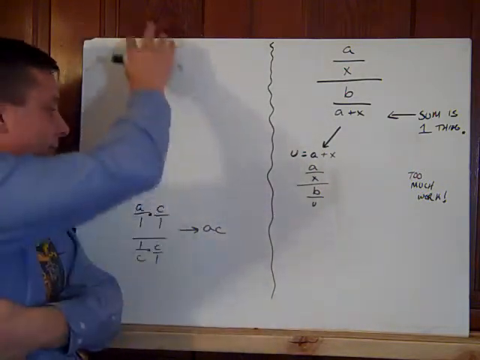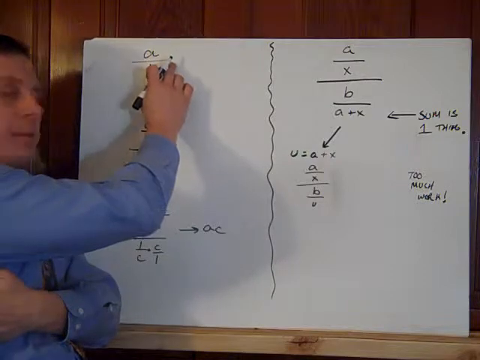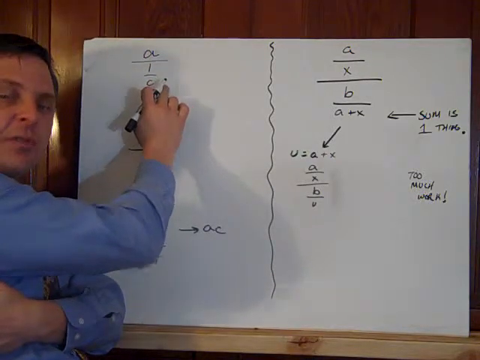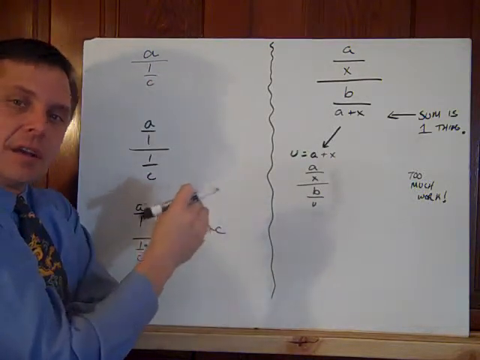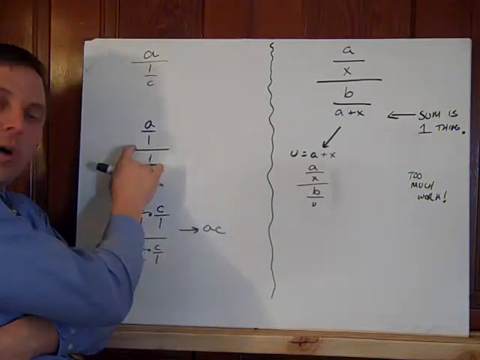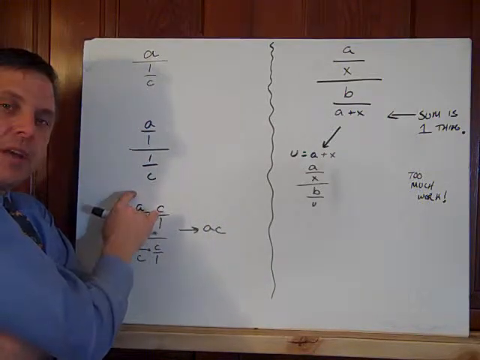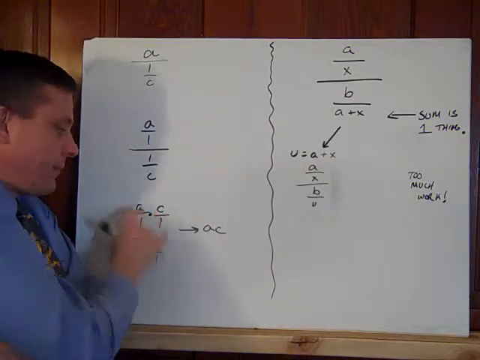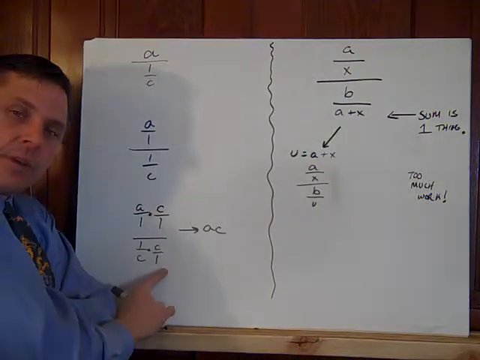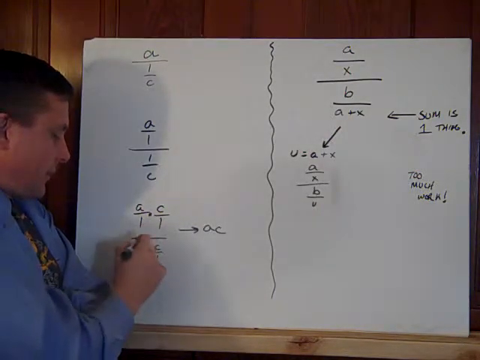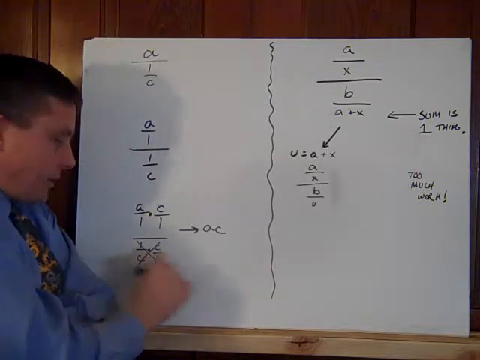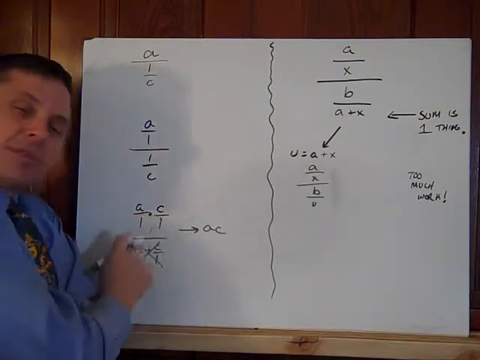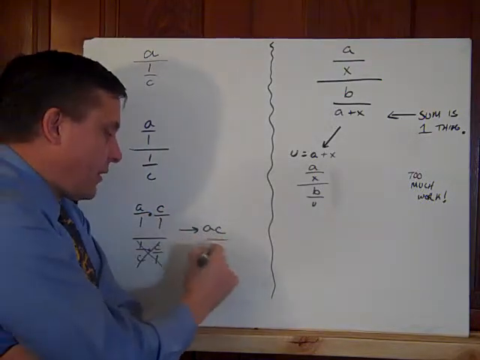Again, example here on the left I'm going to work through. I got A divided by 1 over C. Well, the first thing I want to do is make A a fraction. So I write it as A over 1 divided by 1 over C. What's the reciprocal of 1 over C? C over 1. Top and bottom, they cancel. You're left with 1. On the top, you get A times C over 1, which is just AC.